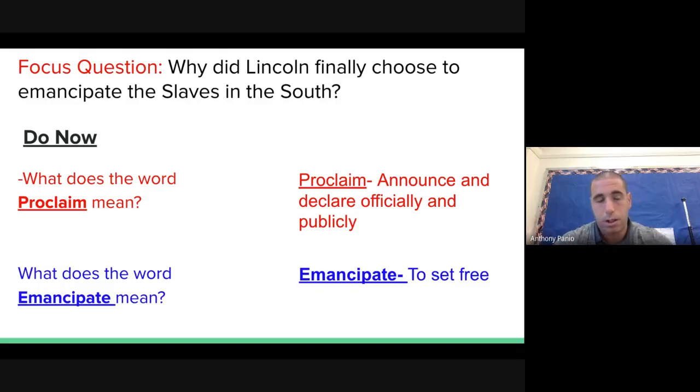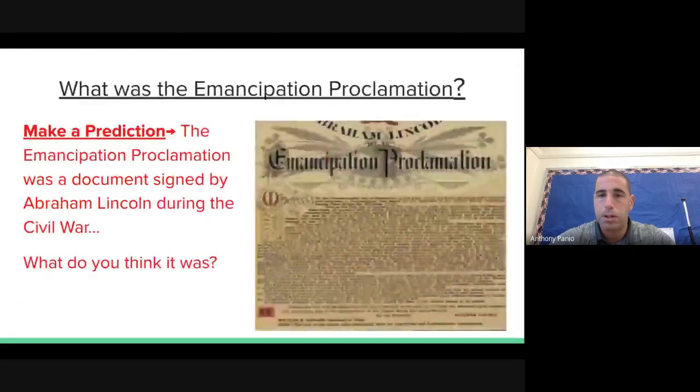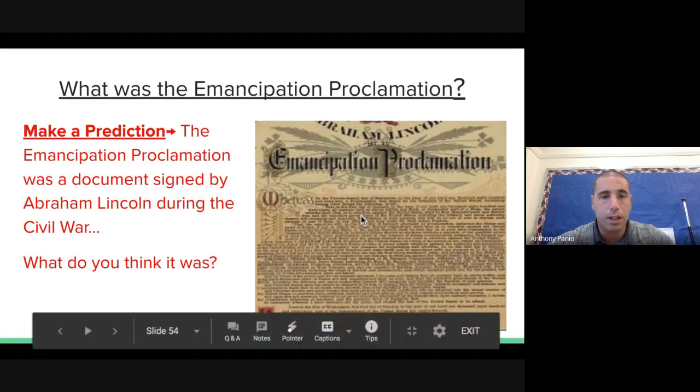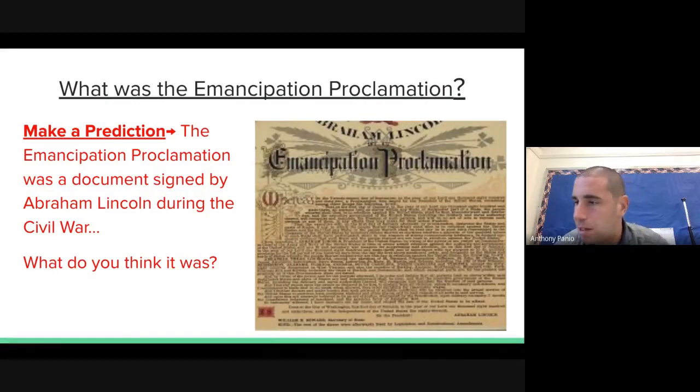So let's put our previous lessons together, and now with our new definitions, try and figure out what this term, the Emancipation Proclamation, means. So make a prediction. This is the Emancipation Proclamation on the right. The Emancipation Proclamation was a document signed by Abraham Lincoln during the Civil War, right in the middle of the Civil War, in 1863. What do you think it was based off of the name? So take a second, write it in the chat if you'd like. What do you think the Emancipation Proclamation was based off of the name and the definitions of those words?